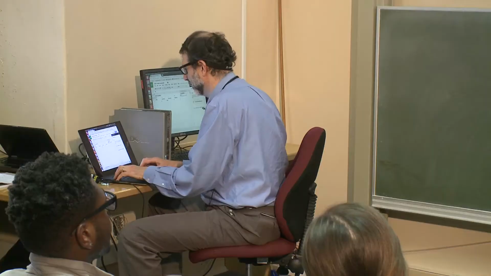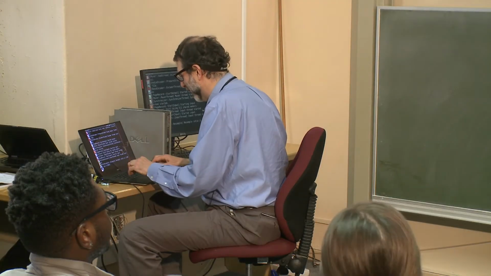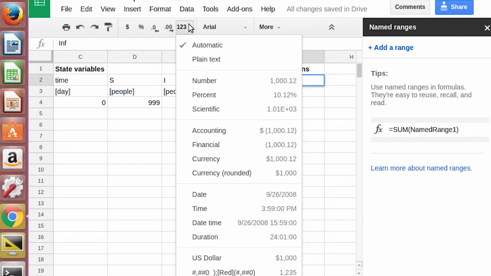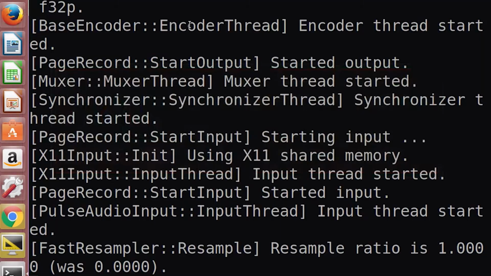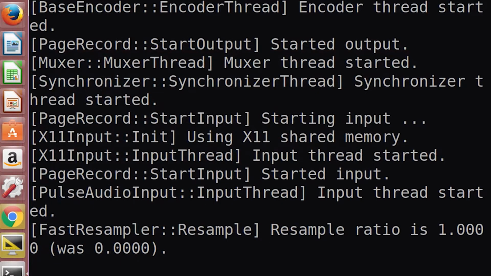Oop. Sometimes my touchpad just goes crazy, and I don't know why. So I'm going to turn it off, which will probably also make me crazy. Infection.